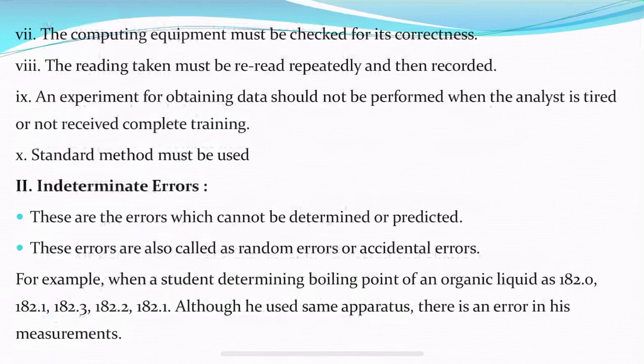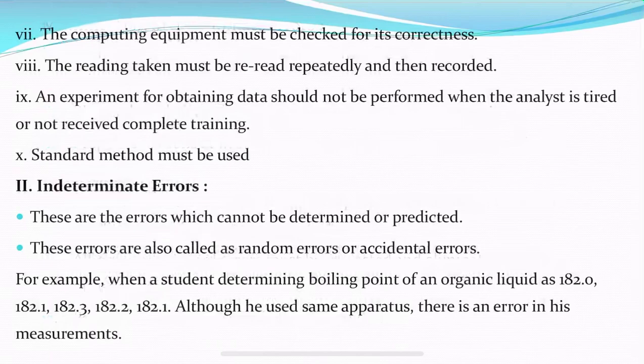An experiment for obtaining data should not be performed when the analyst is tired or has not received complete training. When he is tired, his mind will be thinking, let me finish it earlier, I am tired, I want to take rest. In that hurry, he will definitely make determinate errors. So to avoid determinate errors, the experiment should not be performed when the analyst is tired or has not received complete training.